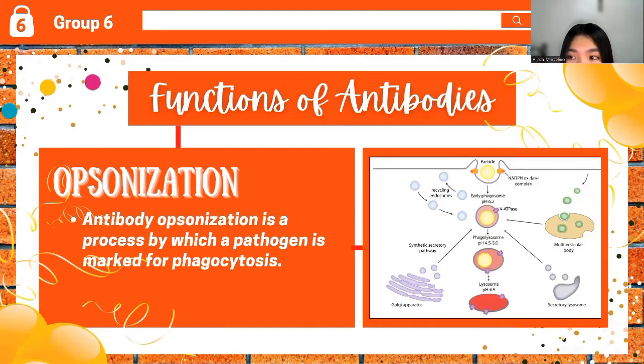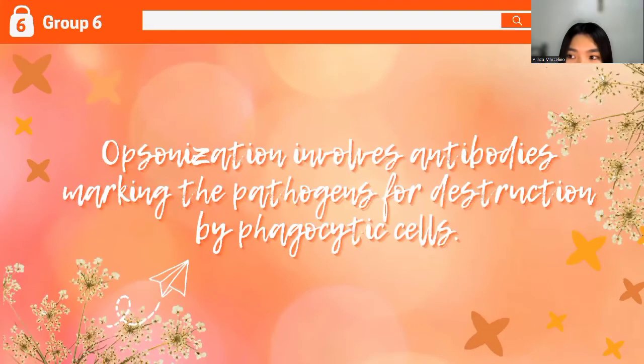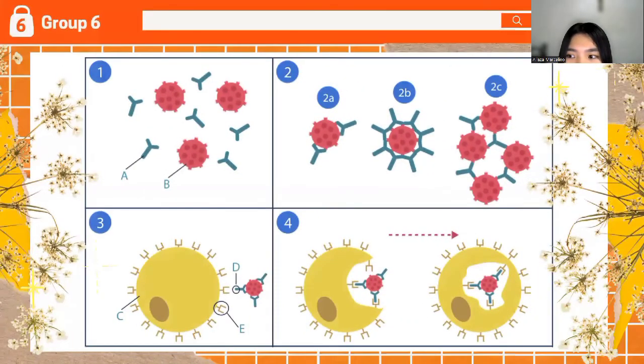Let's look at the picture. As you can see in the picture, opsonization is defined as the coating of pathogens with antibodies in order to increase their susceptibility to ingestion by phagocytes. Facilitation of phagocytosis is called opsonization. Opsonization involves antibodies marking the pathogens for destruction by phagocytic cells. Phagocytic enhancement by antibodies is called opsonization.